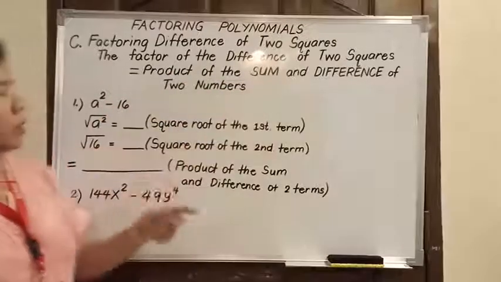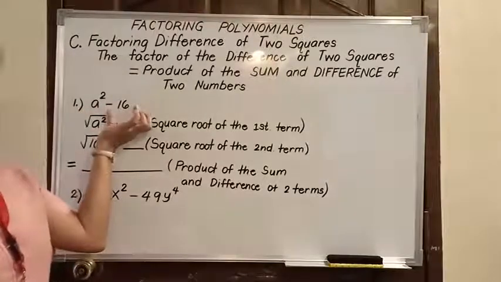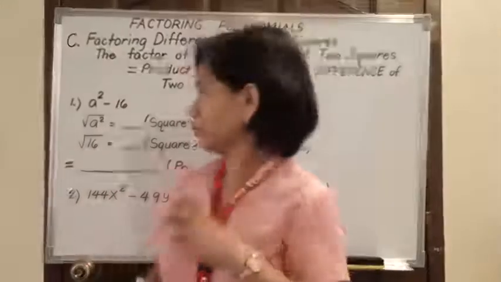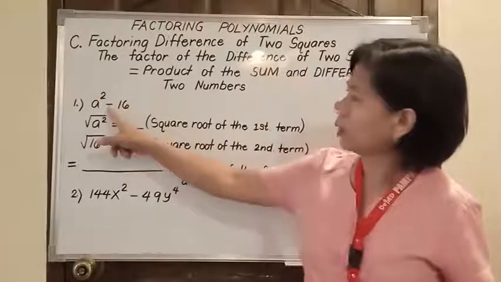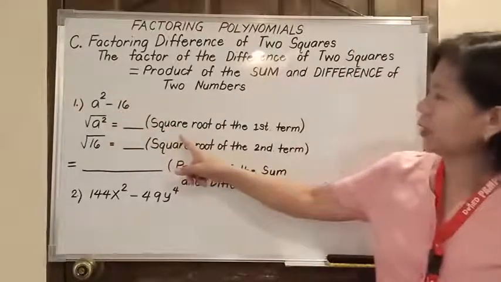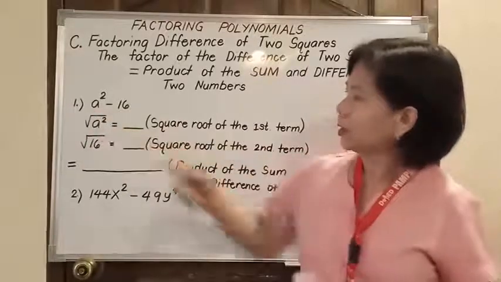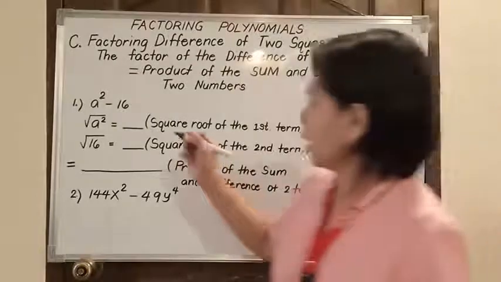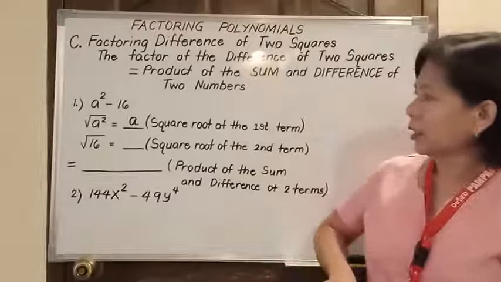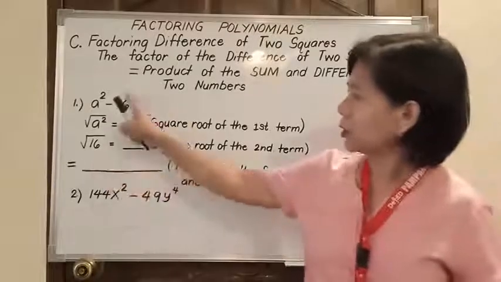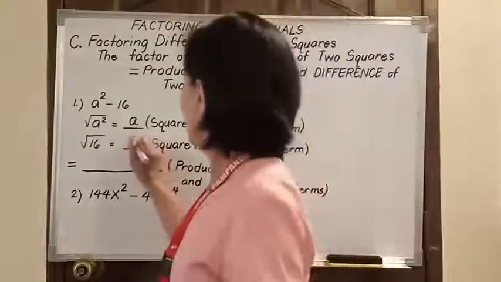So it should be a minus sign. When we say two squares, the first term should be a perfect square. The second term is also a perfect square. Now, how to solve for the factor of the difference of two squares? Simply get the square root of the first term. Our first term in the first example is a squared. The square root of a squared is a. And next, get the square root of the second term. Our second term is 16. The square root of 16 is 4.